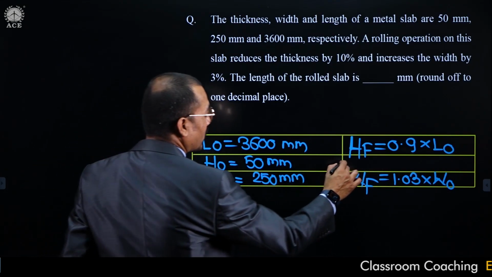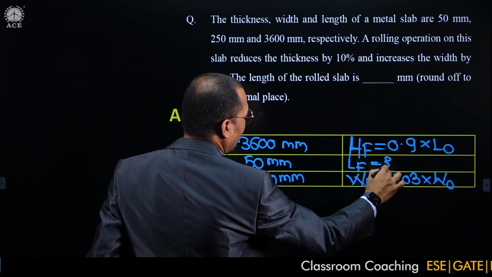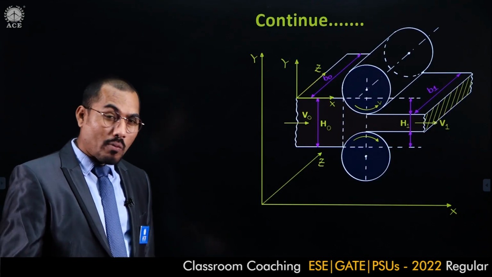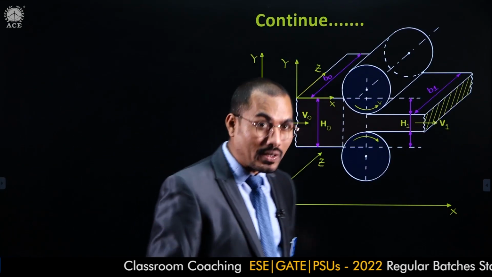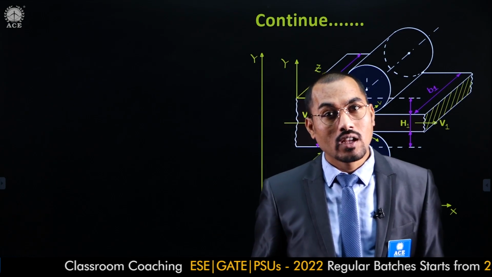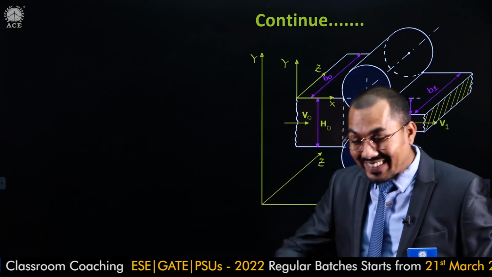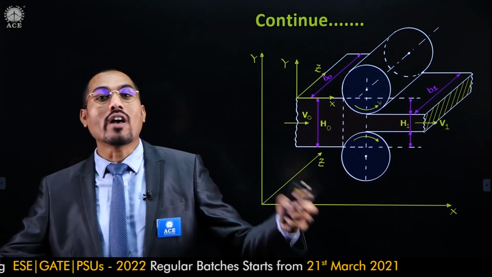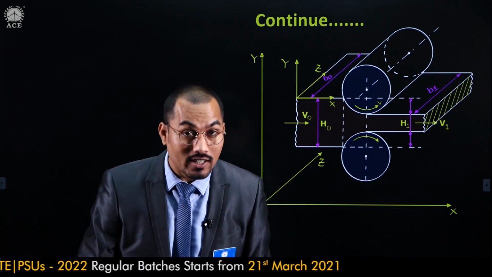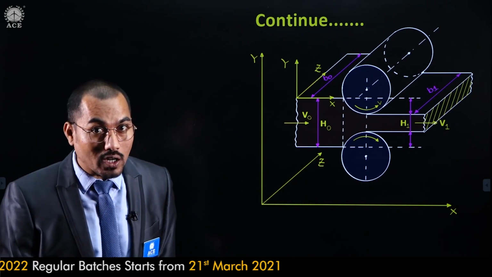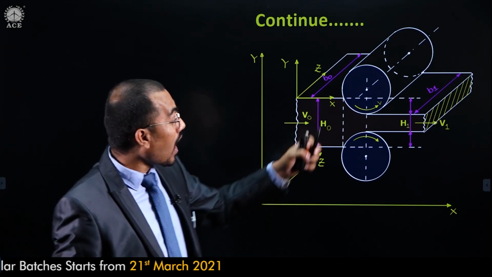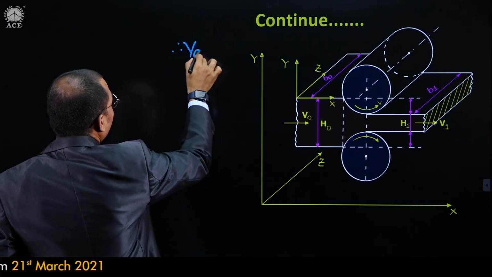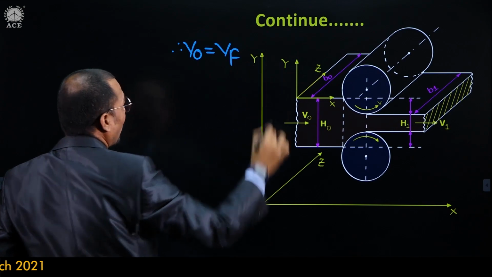And now he is asking us the question, calculate the final length. Whenever we talk about any metal forming process, we assume that material is incompressible. When the material passes through plastic deformation, the shape may change, dimensions may change, but the overall volume of the metal remains constant. That is called the incompressibility property. So the original volume of the body is equal to the final volume after plastic deformation, which means V naught, the original volume, is equal to Vf, the final volume.